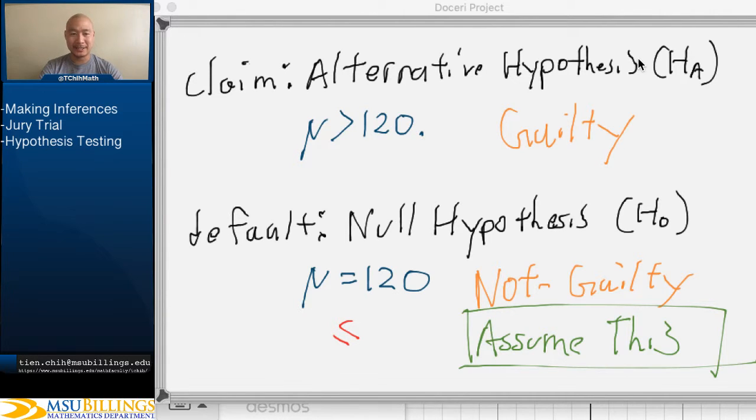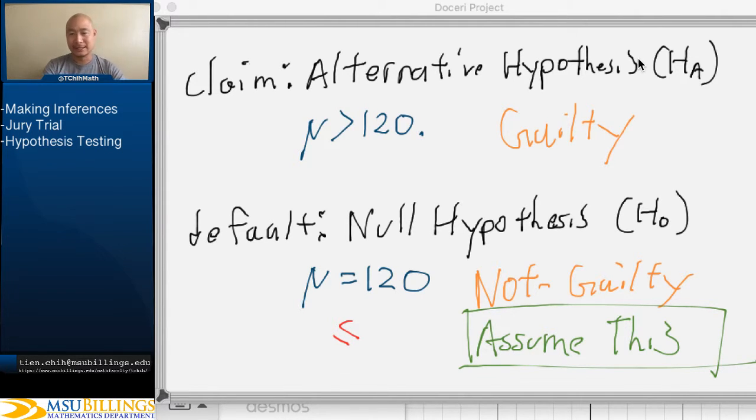The null hypothesis, or the default statement, is the thing that we will assume. The whole idea is that we assume the null hypothesis is true, and our goal then is to show that that really can't be the case.